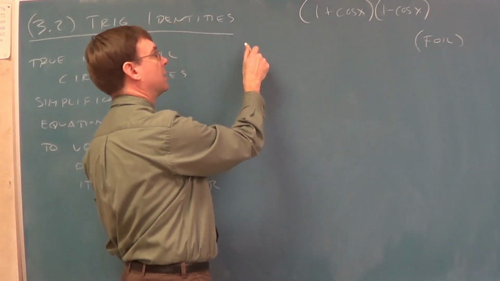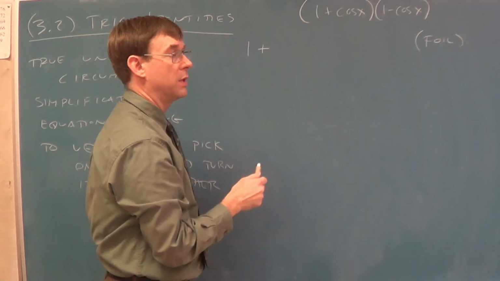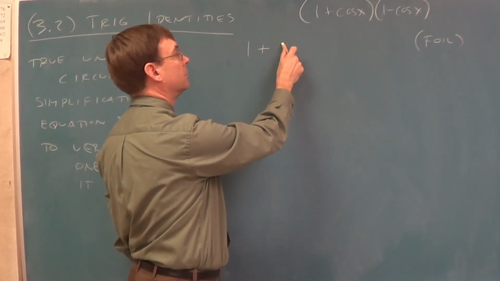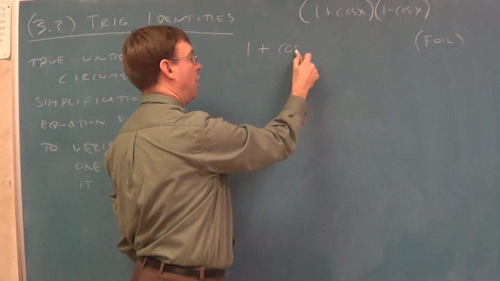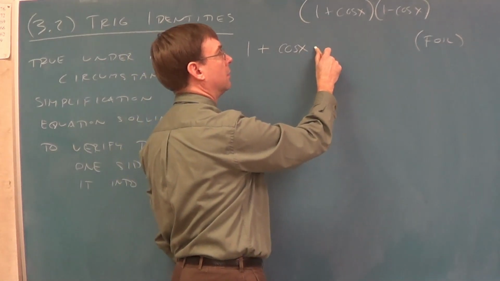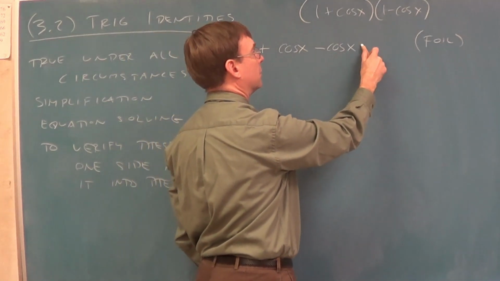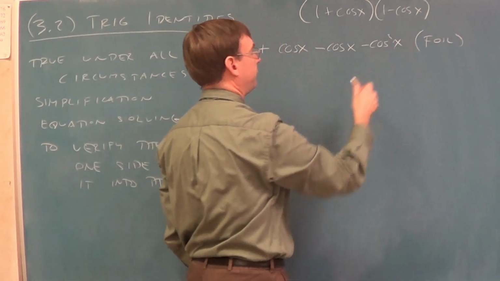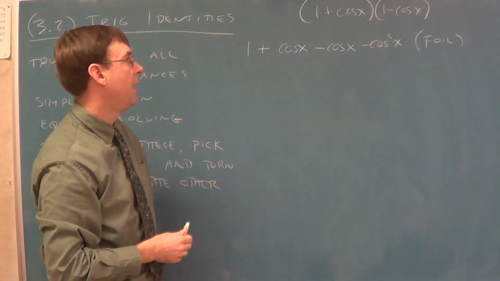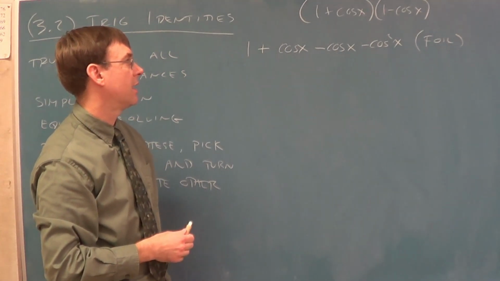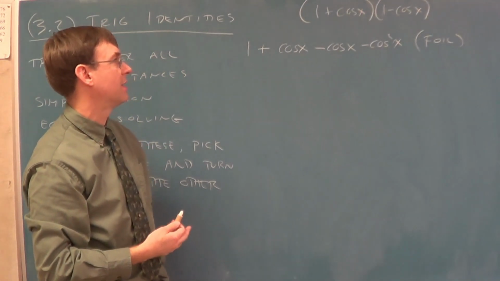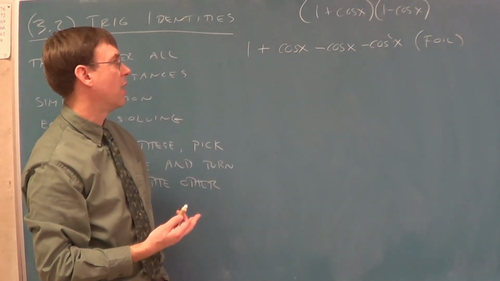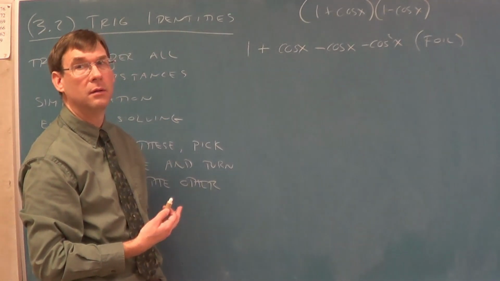So if we FOIL this, we'd get a 1. What else would we get? There would be a positive cosine, a negative cosine, negative cosine squared. That's good foiling. Then I'd look at that, and I'd continue to think, can I do any kind of algebra with this? And at some point, we'll run out of algebra. Is there any more algebra that could be done to make that better?